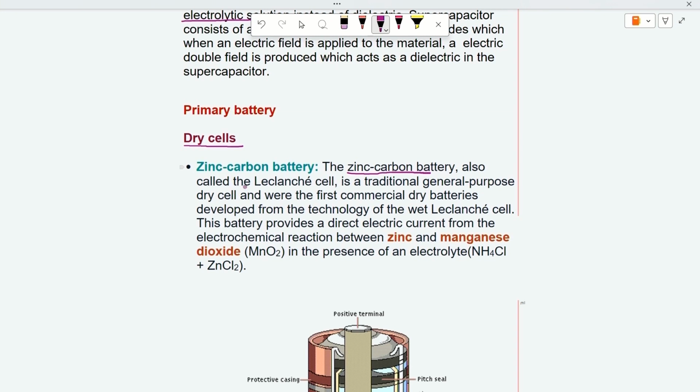And this is developed from an old electrochemical cell named after Leclanché. It is known as the Leclanché cell and it has been derived from that.